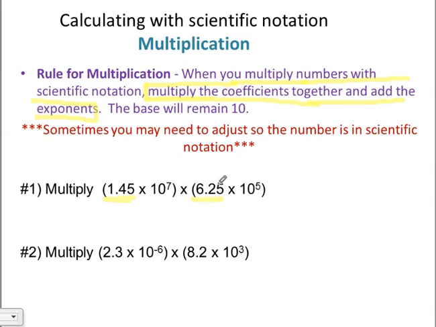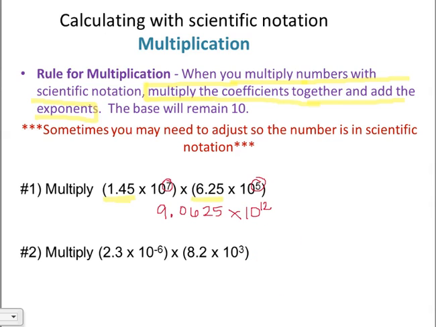That's all right if you use a calculator. 1.45 times 6.25. And when I multiply those two numbers, I get 9.0625 times 10. And then I'm going to add my exponents. 5 plus 7 is 12. So our exponent, or our power, would be raised to the 12th power.